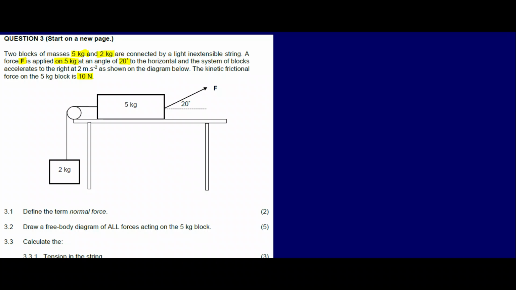So you see that the kinetic friction force there is 10 newtons. This one here is hanging, so we might not necessarily have friction in there, unless maybe they mentioned that the effects of air friction were not ignored. So let's take a look at the 5 kg block in this case.